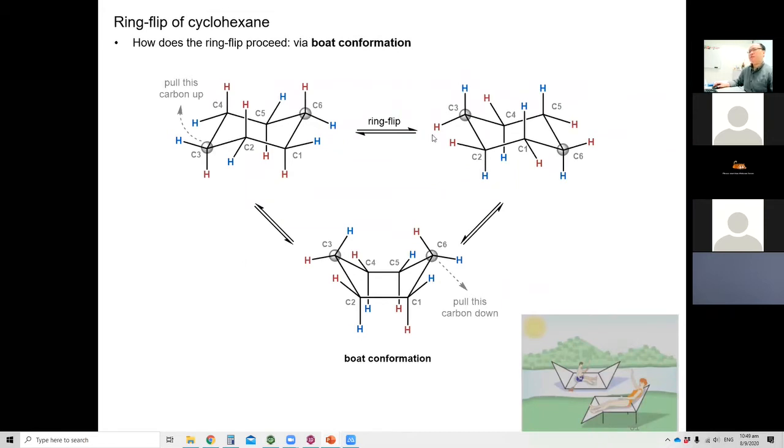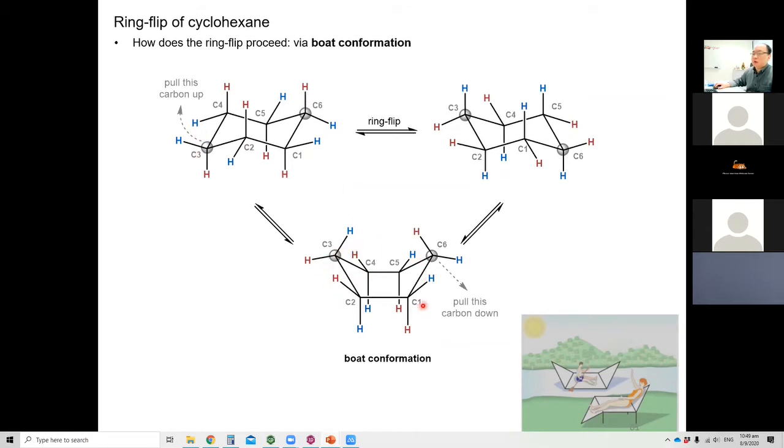So it's going through two processes. The first one is that you can imagine the C3 goes from down to up. So we just pull this carbon up. Now the C3 is up, right? And this part of this molecule in the first step doesn't move. So both ends of the conformation are up now.